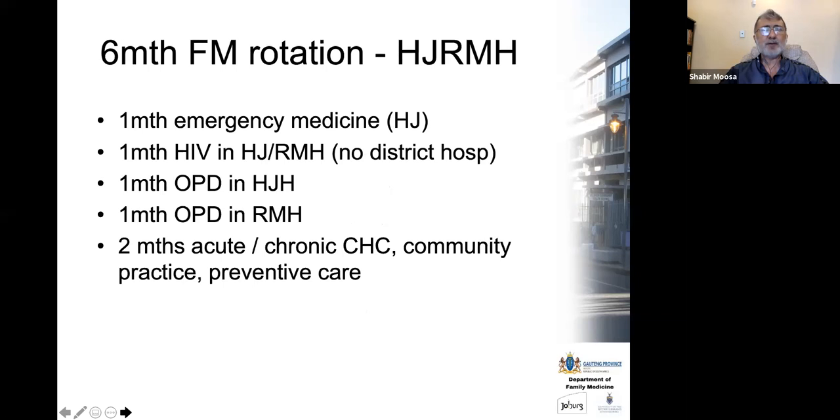Then the months at Helen Joseph have a slightly different arrangement, largely because there's no district hospital in that vicinity, and there is a family physician in the OPD that we've rearranged it slightly. So it's a month of emergency medicine at Helen Joseph. I'm not sure of Rahima Musa as well. A month of HIV in Helen Joseph and Rahima Musa, a month at OPD in Helen Joseph, and a month of OPD in Rahima Musa. You basically have to find the occasion, in the 2 months at essentially Discoverers CHC, to be able to do acute chronic work in the CHC, as well as explore preventive care community practice there.